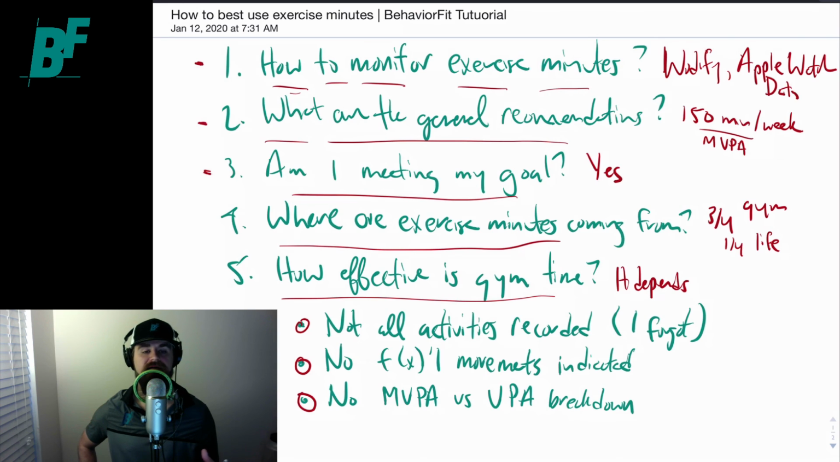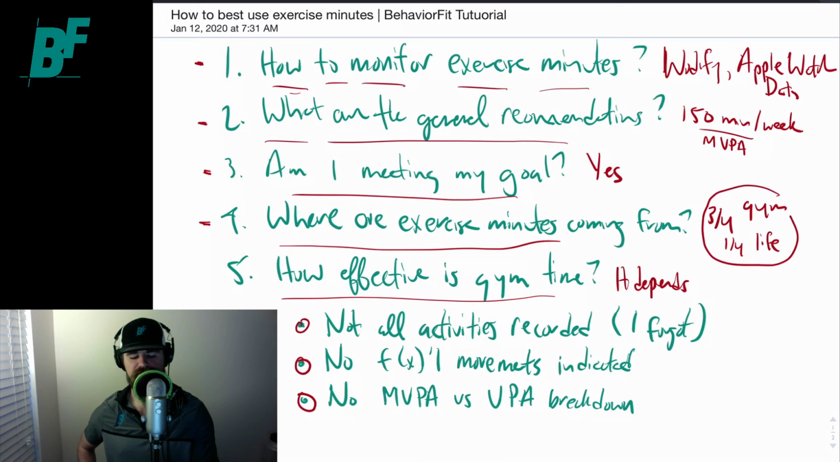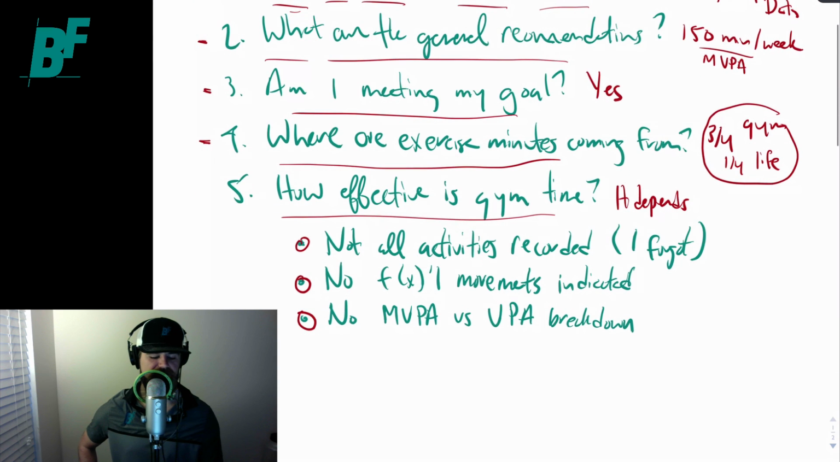So for me, it's not about compliance and showing up to the gym. It's about maximizing my time while I'm there. Where are my exercise minutes coming from? Three quarters gym time, a quarter life activities. That was interesting. And how effective is my gym time? It really just depends. That comes down to individual program.